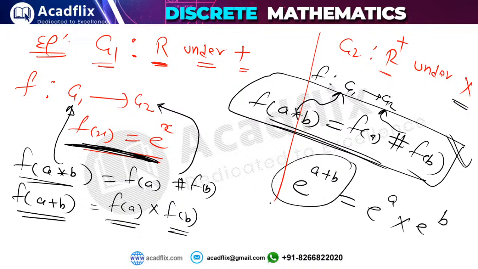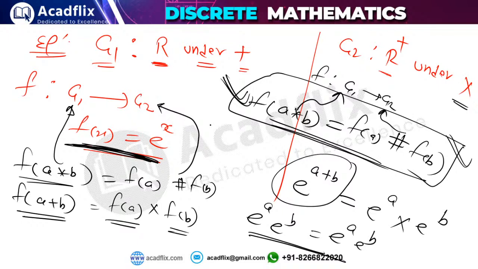Now this is nothing but e power a multiplied by e power b. You know this thing, e power a plus b is nothing but e power a multiplied by e power b, which is equal to e power a times e power b. So yes, this property is satisfied, hence this function f is a homomorphism.